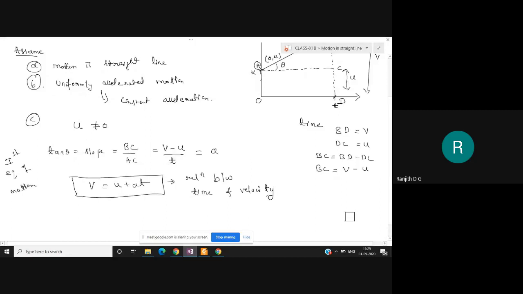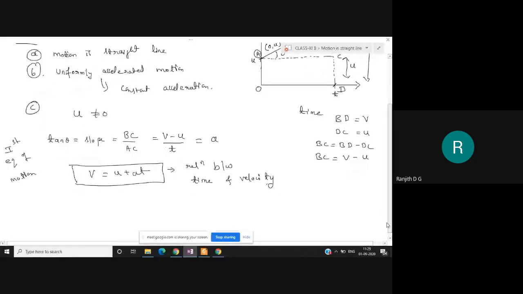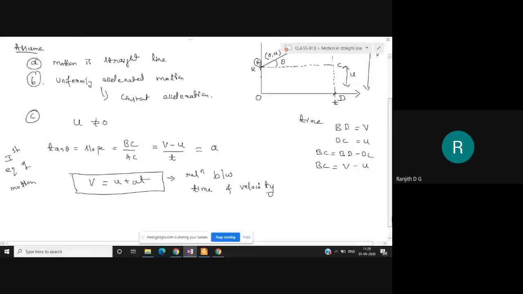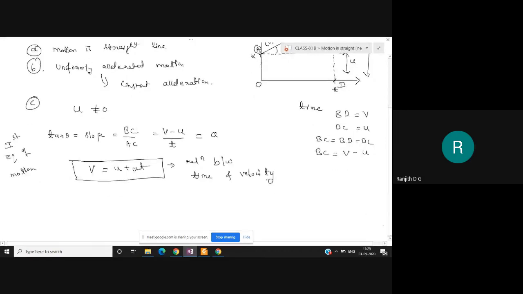For the second equation of motion, I do one thing. The first equation gave the relation between time and velocity. Now I want to know the relation between time and displacement. I don't want velocity in that equation. So that is the second equation.